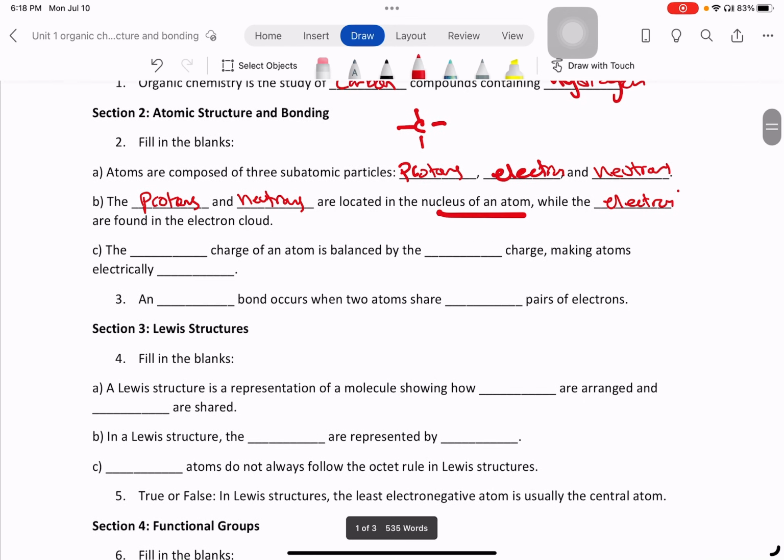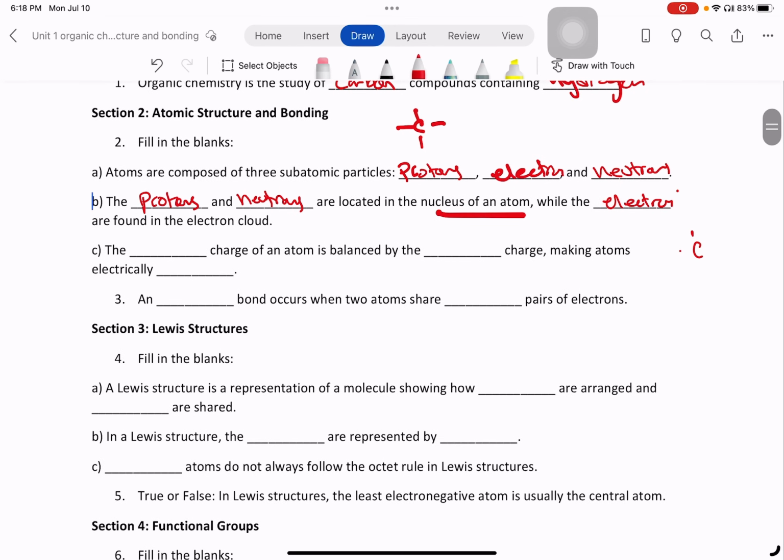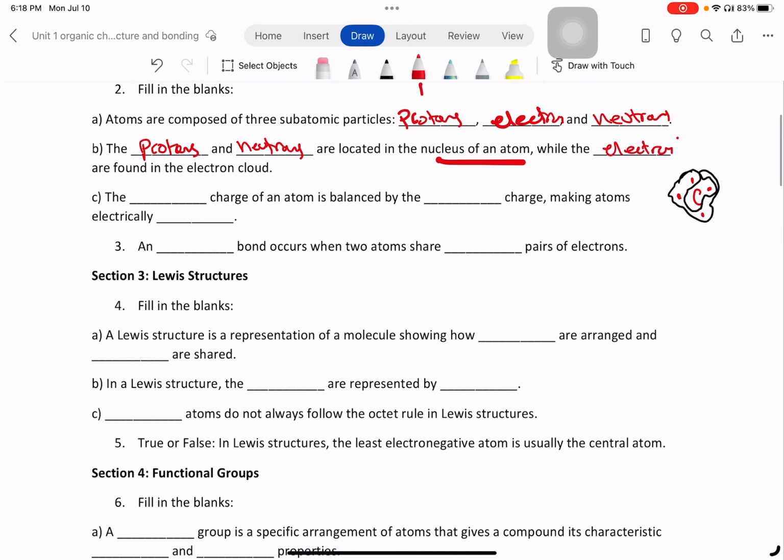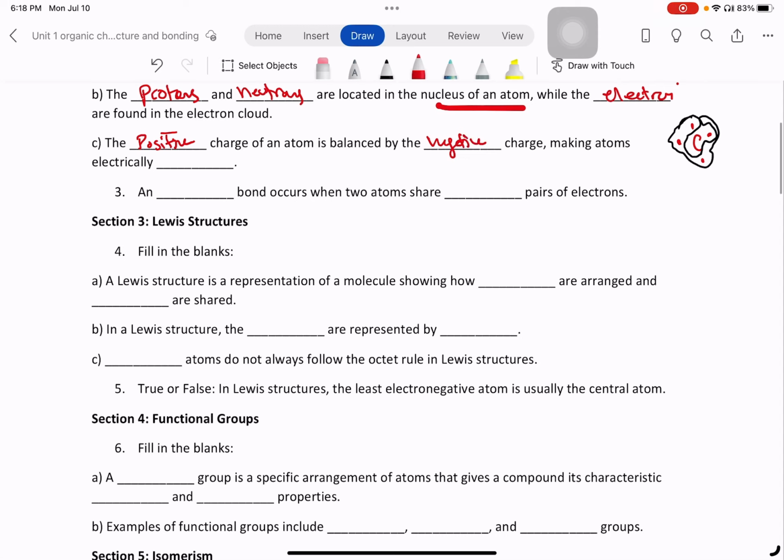the electron cloud, which is, if you remember, let's say we have the carbon, it has 4 bonds right over here, so this forms the electron cloud. The electron cloud is where you have the electrons found. All right, next we're going to say the what charge of an atom is balanced by the what charge, making the atoms electrically neutral, right? So the positive charge that is coming from the protons is balanced by the negative charge that is coming from the electrons, which makes the atom electrically neutral. Now we're talking about the neutral atoms.